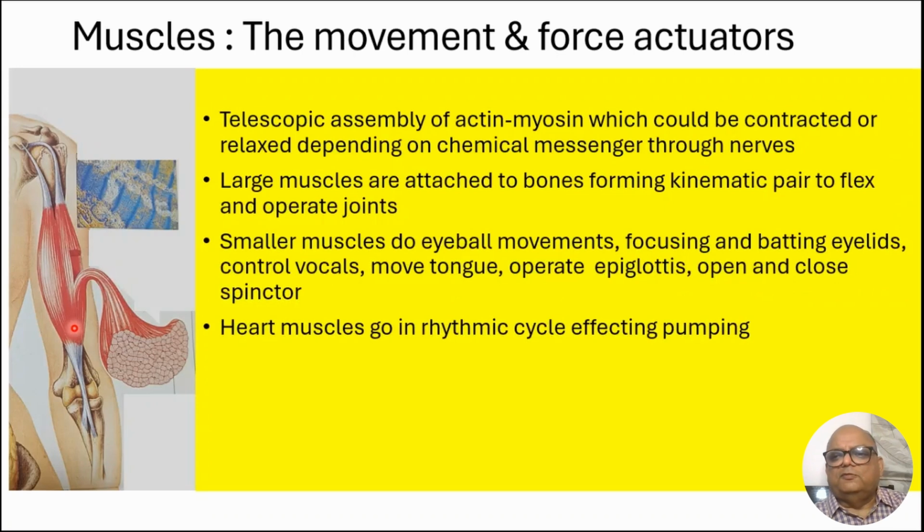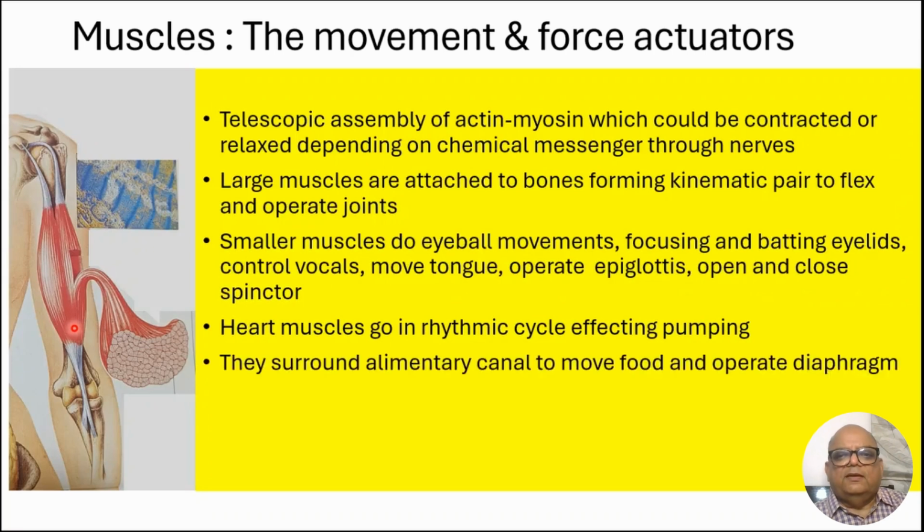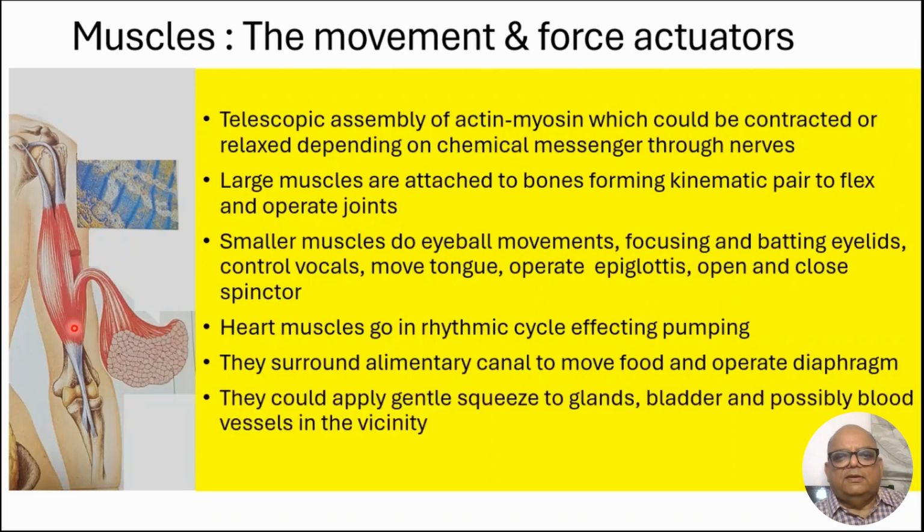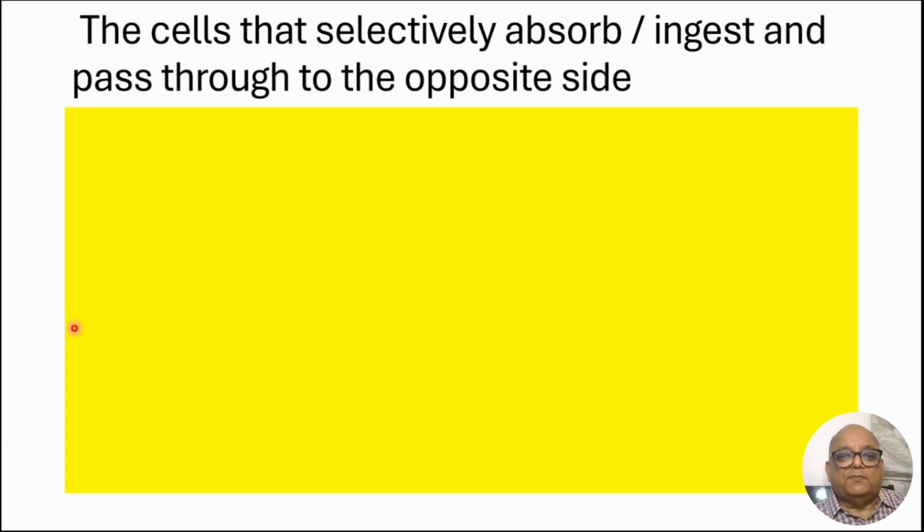Heart muscles, of course, go in rhythmic cycling movement, affecting the pumping of blood. And muscles also surround the alimentary canal. They have the peristaltic movement, and they also operate the diaphragm. They propel the food down. Okay. They could also apply a gentle squeeze to the glands to release the juices. For example, they can squeeze the bladder and they can possibly alter the shape of blood vessels to alter the blood flow pattern in the vicinity of some infection or something.